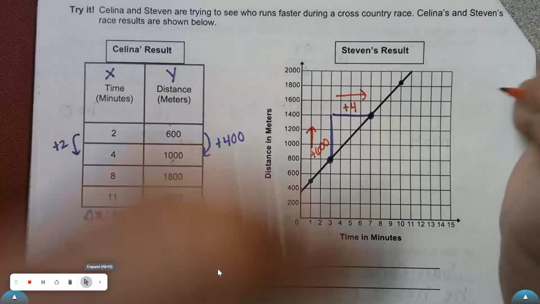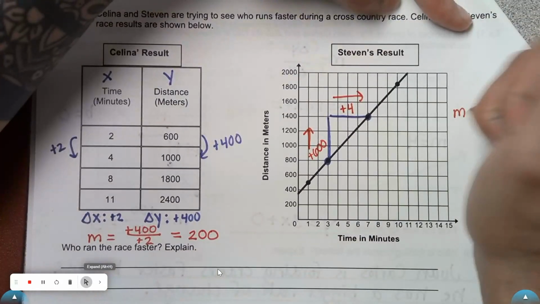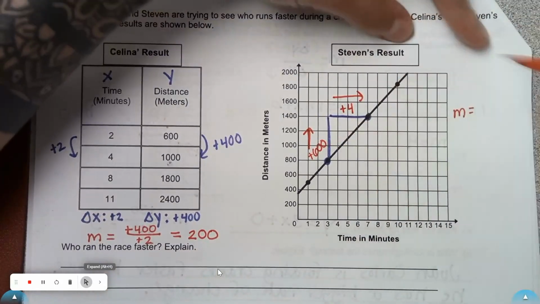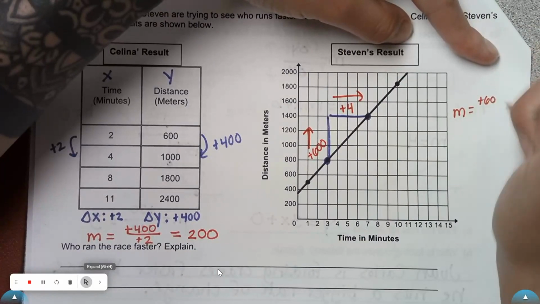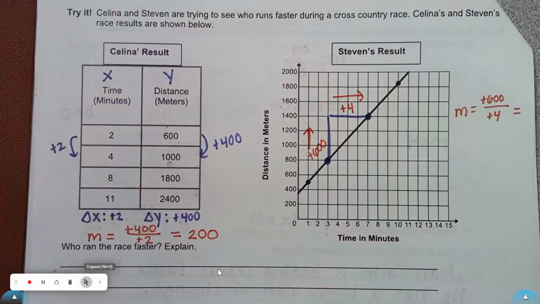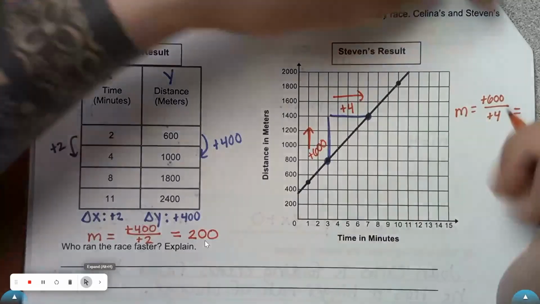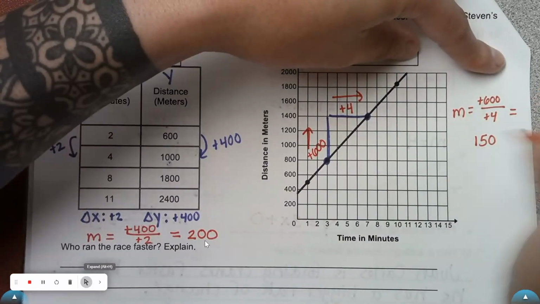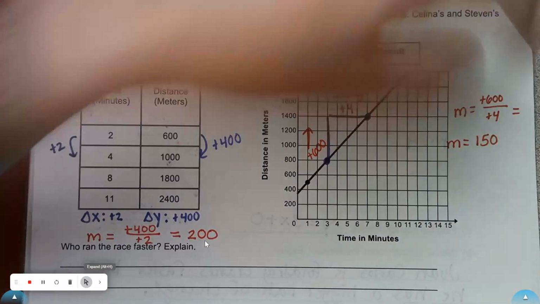So then when I'm calculating my slope, I'll do it on the side over here. It's my y over my x, so 600 over 4. If I put that in my calculator, 600 divided by 4, I get 150. So my m is 150.